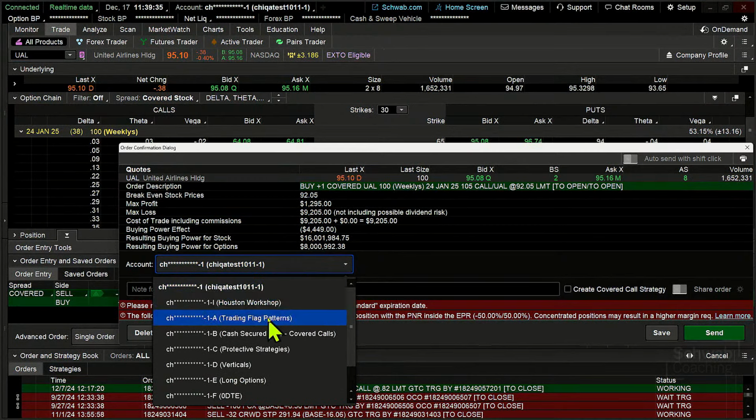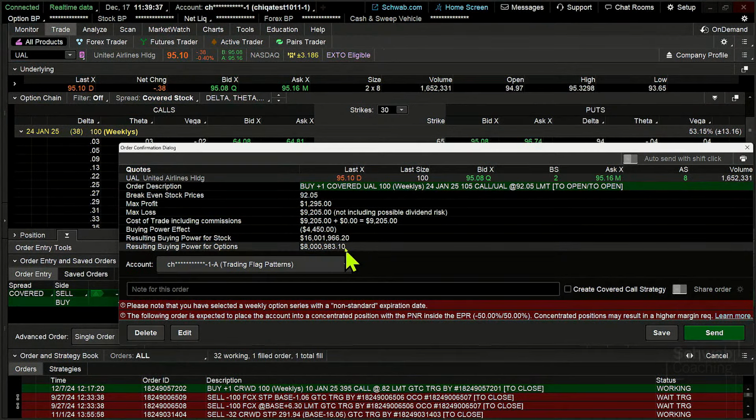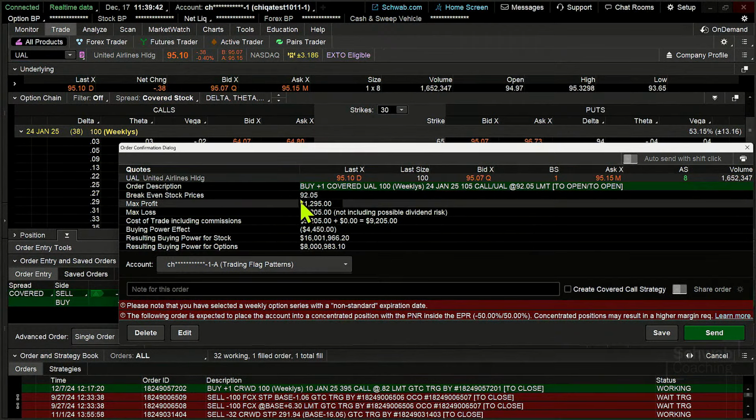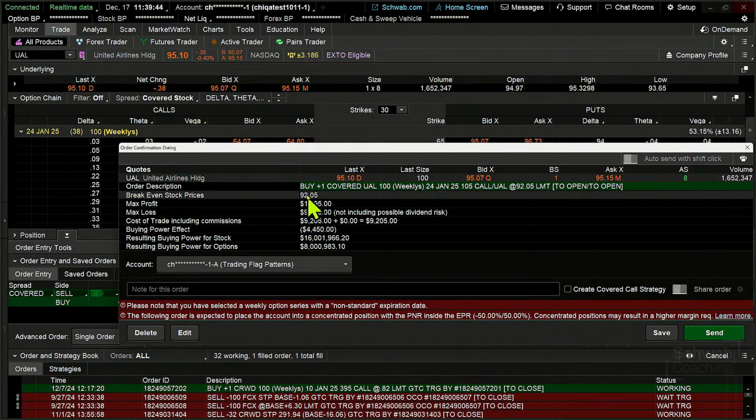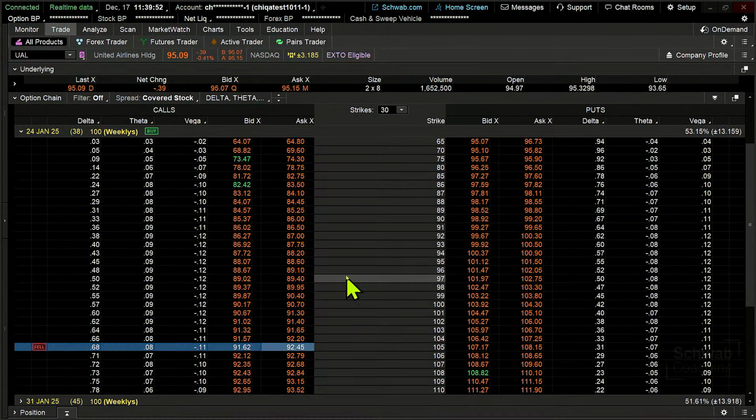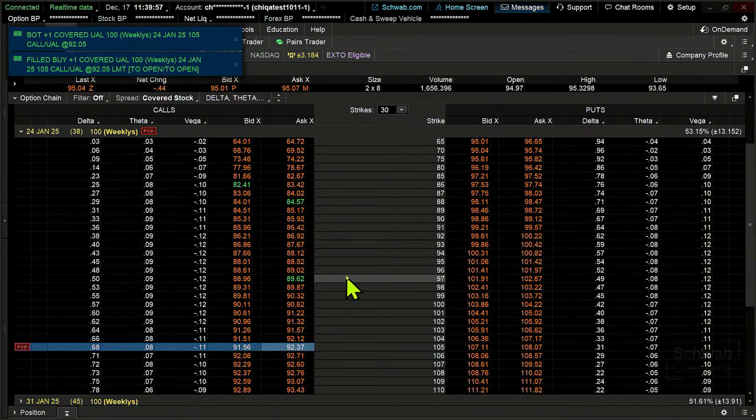I'm going to put this in my trading flag patterns group, and I'm bringing in a little bit more premium, and that's going to essentially create the situation where I'm buying the stock at a little bit of a discount to where it's currently trading, and expect that the stock is going to go up to where we would set the target anyway. And I'm going to go ahead and send, and we'll fire that order off, buy the stock, and sell the call option at the same time. And there it goes. All right.